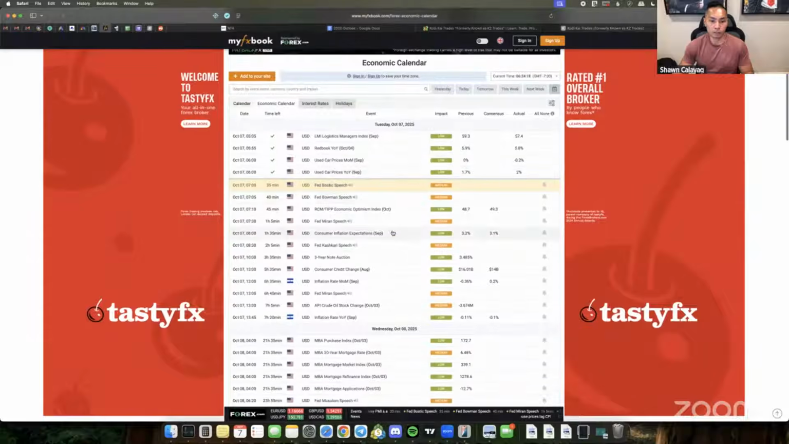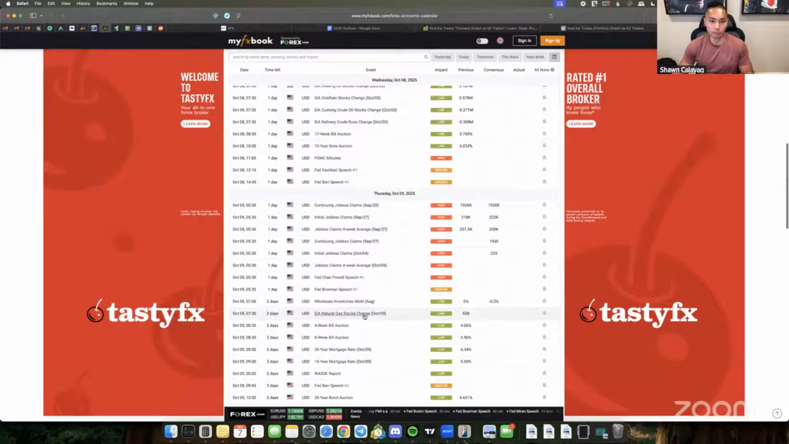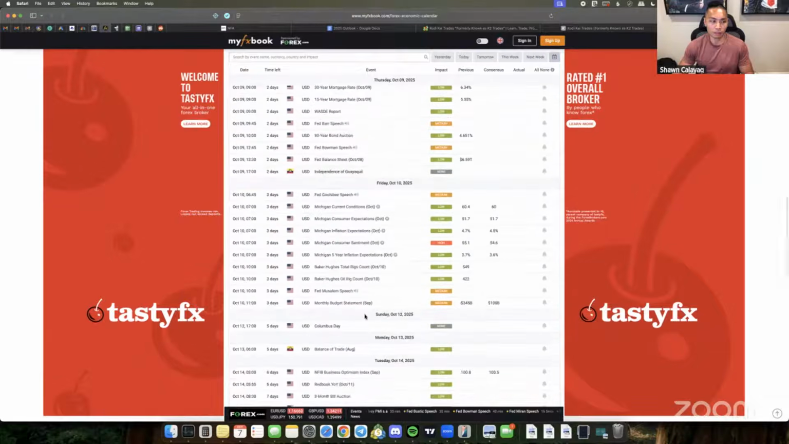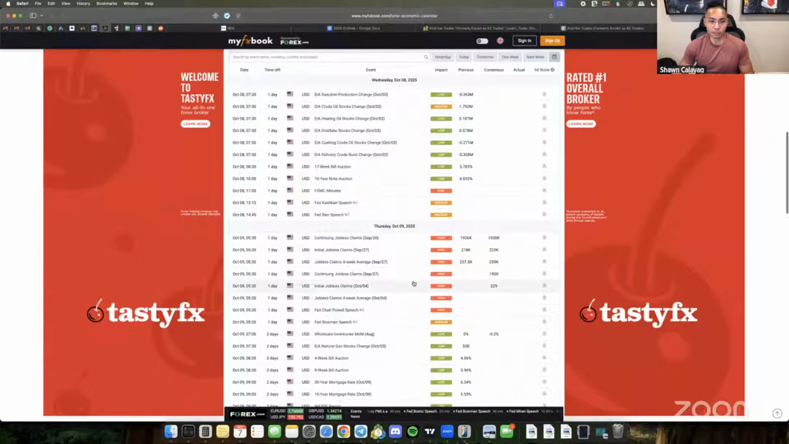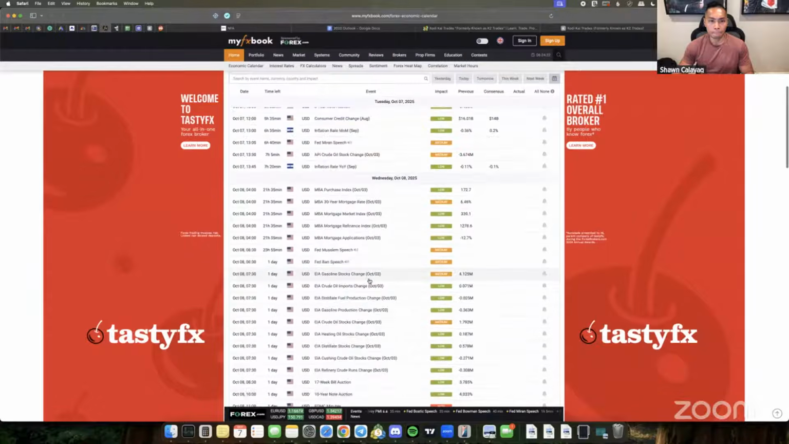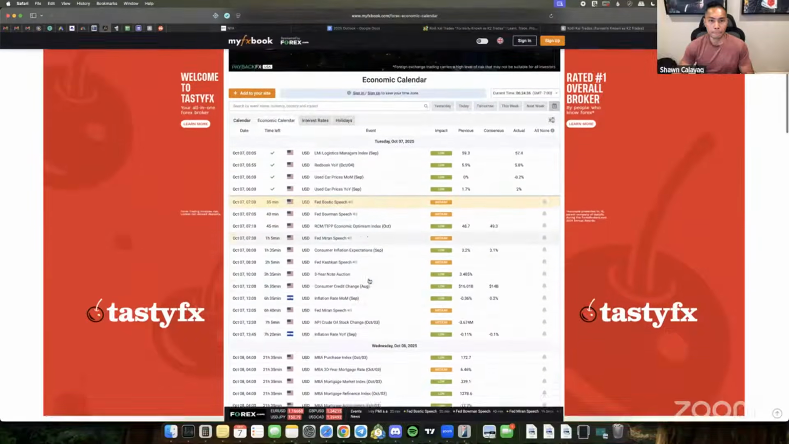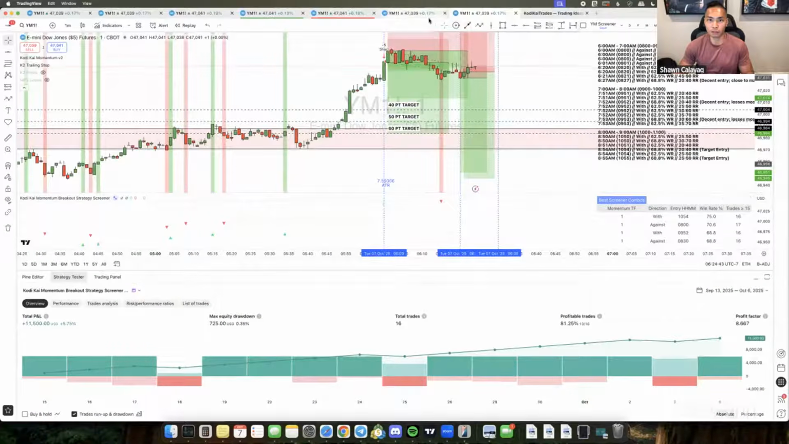So pretty much everything that's scheduled for this week. I think this is CPI week, I believe. It's inflation week, but they're not reporting CPI or PPI because of the government shutdown. It's a weird time right now, because all the economic news is pretty much on pause.